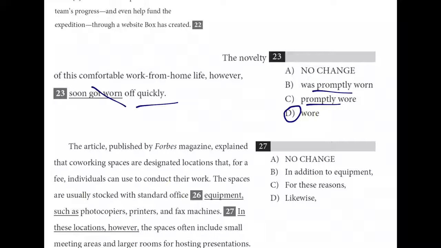And A has this phrase got worn, when wore is the more correct verb phrase.